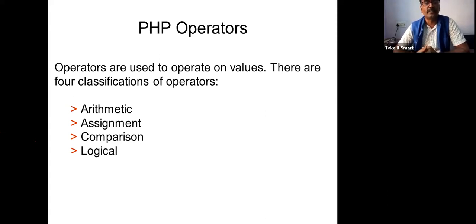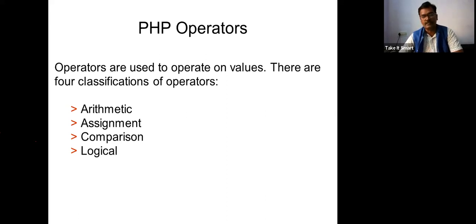So, arithmetic operator, you are aware, we also studied in JavaScript. It is used for calculation. So what are the calculations? Addition, subtraction, multiplication, division, remainder. These can all be done using the arithmetic operators.